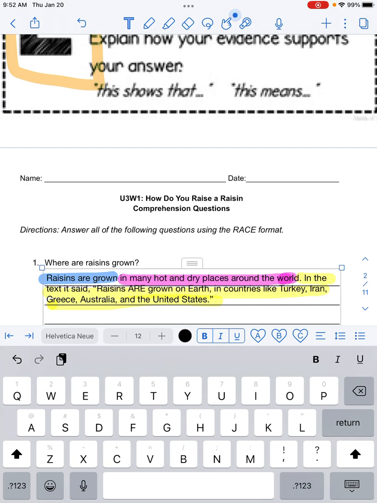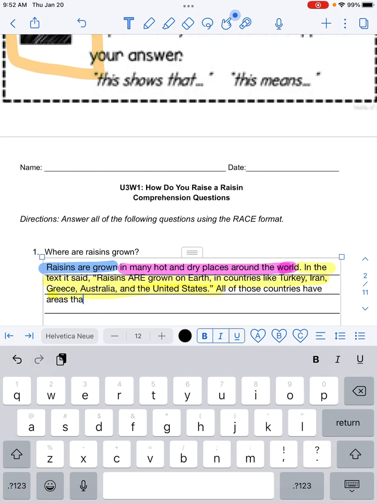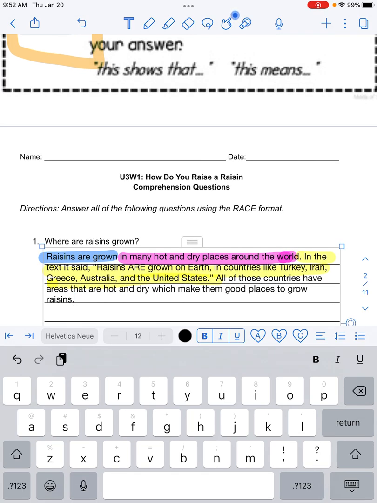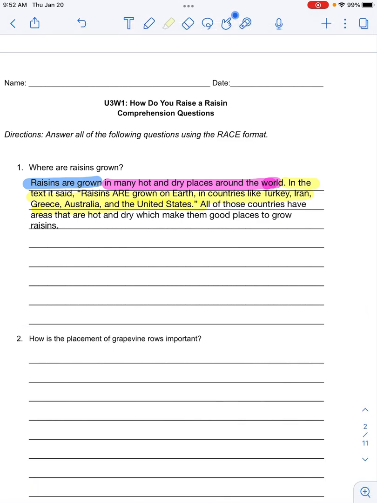So I need to say something like, all of those countries are or have areas that are hot and dry, which make them good places to grow raisins, period. So I'm explaining how my quote proves that they were grown in hot and dry places around the world. Okay, so that would be my RACE.